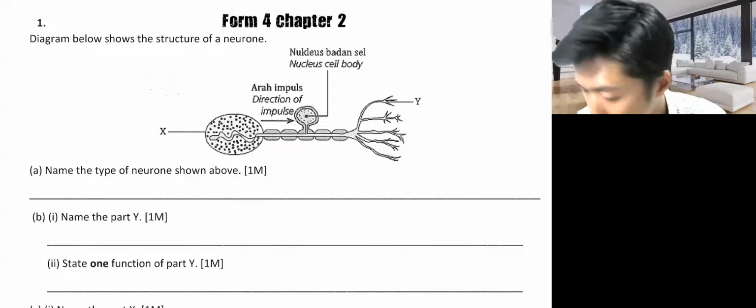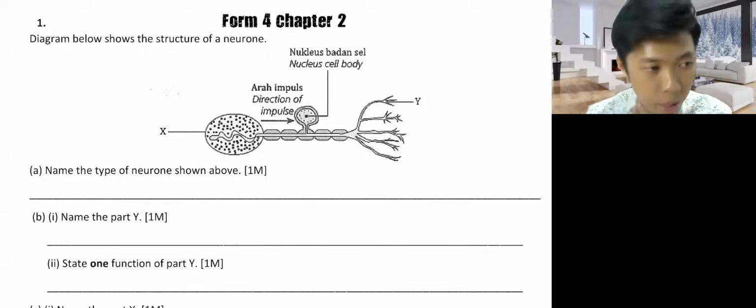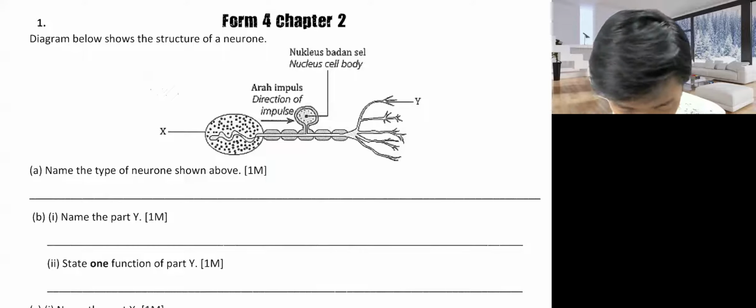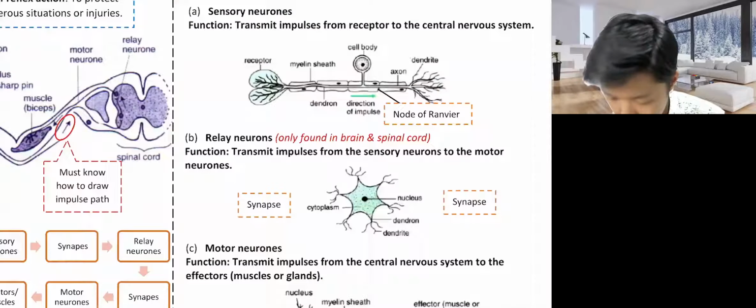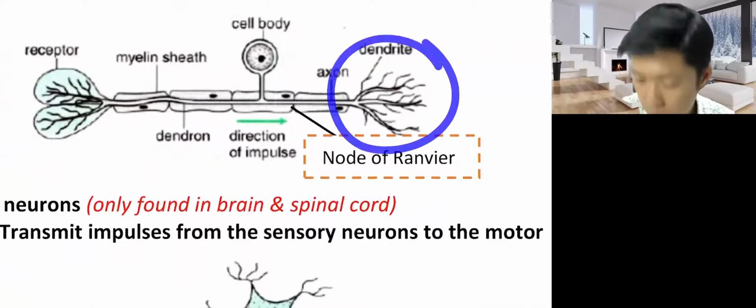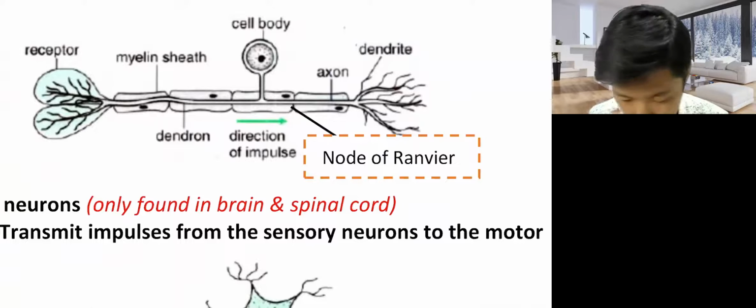Okay, so where was I? Halfway through. Oh, part Y. Okay, part Y, the hairy part basically. Wait, let me show you the picture. Okay, so the hairy part is dendrite. Yeah, there you go, dendrite.